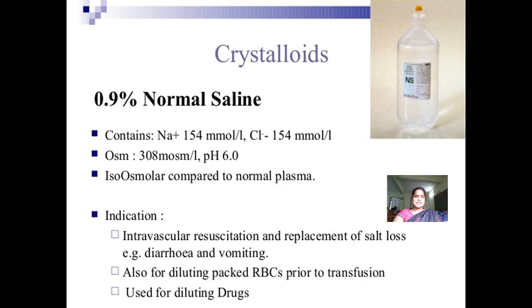If asked, you have to write this. 0.9% normal saline: sodium is 154 millimoles and chloride is 154 millimoles per liter. And the osmolarity will be 308 milliosmol per liter, and pH is around 6. It is isoosmolar compared to the normal plasma.